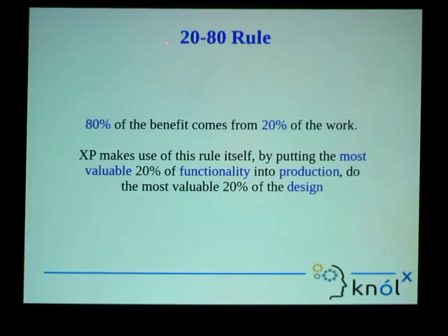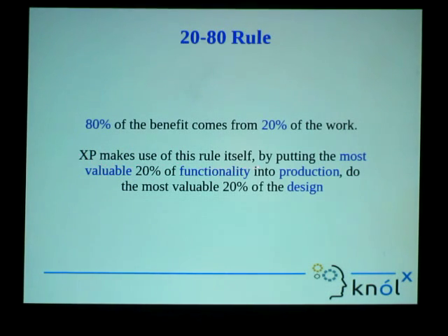Okay, next thing is the 20-80 rule. 80% of the benefit comes from 20% of the work. It's a rule that has been adopted by XP because it's a well-defined or well-experimented rule.